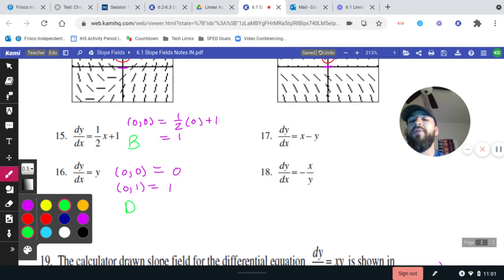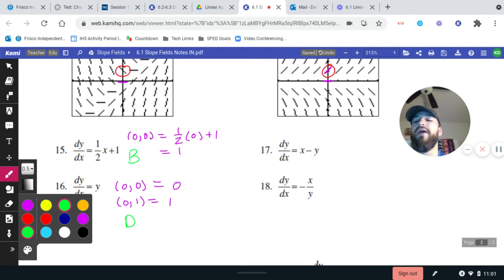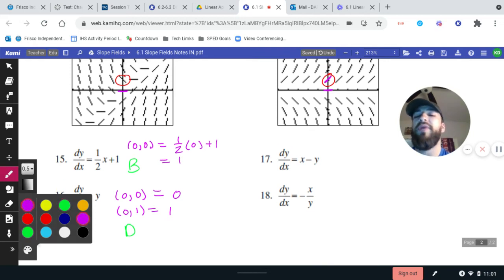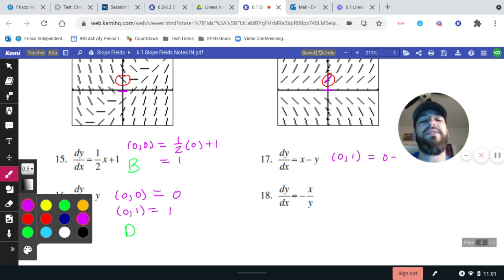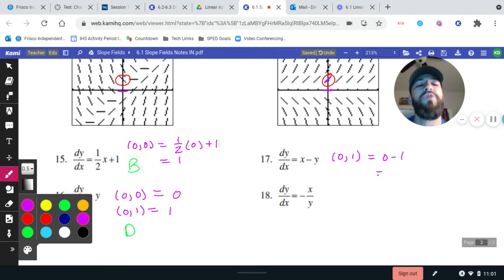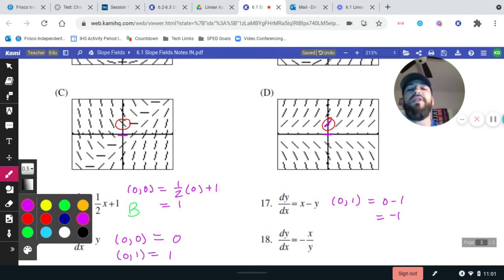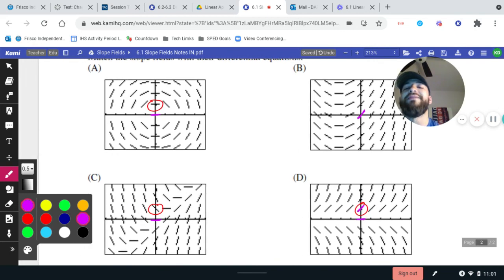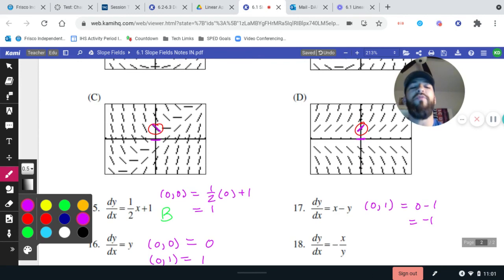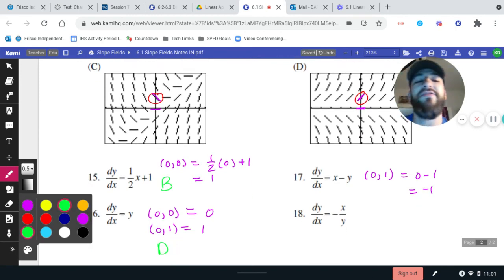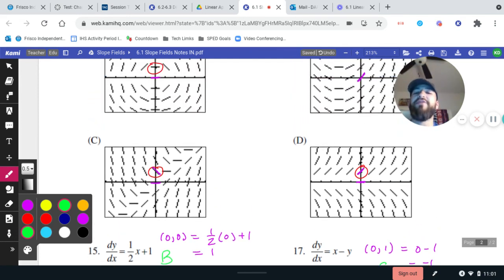Okay, so I already plugged in 0, 0. So for 17, I'm not going to bother with plugging in 0, 0. I'm just going to plug in that 0, 1. So plugging in 0, 1 to 17, that would give us 0 minus 1, which would give us negative 1. So which one of these between A and C has a slope of negative 1? That would, of course, be C, that negative slope of 1. So 17 is knocked down to C. And then last but not least, 18, I only have one left, so it's probably A.